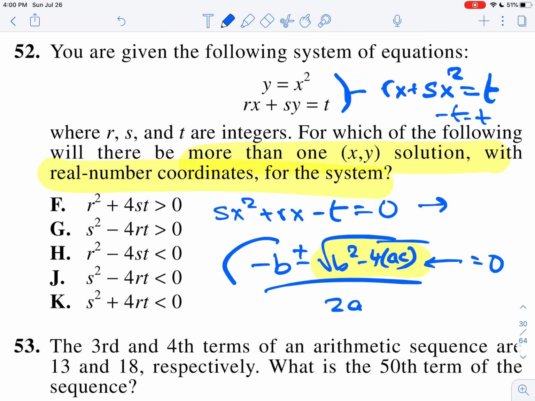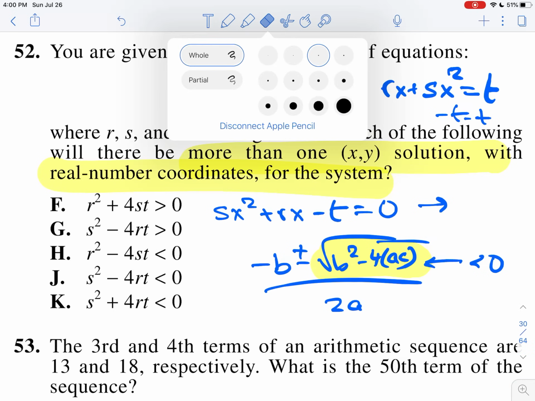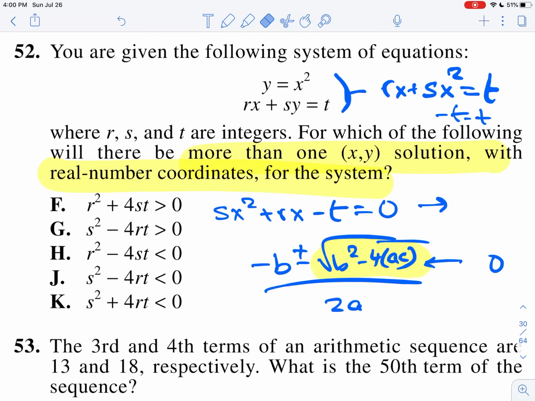So your answer is only going to be negative b over 2a. So you're just going to get one solution if this is equal to 0. All right? Imagine that this is less than 0. If it's less than 0, then you're doing a square root of a negative number, which is impossible. So you're going to get an imaginary answer. So that doesn't work. In this case, like I said, for those reasons, this has to be greater than 0.